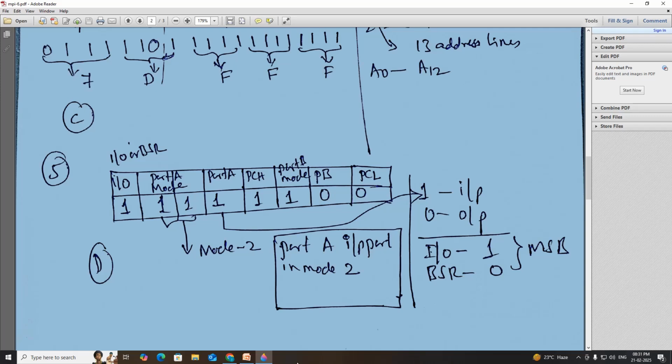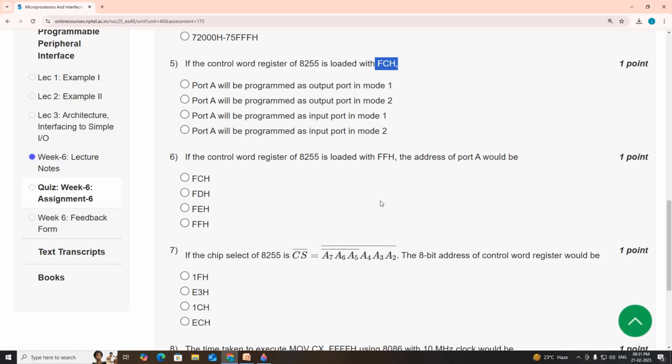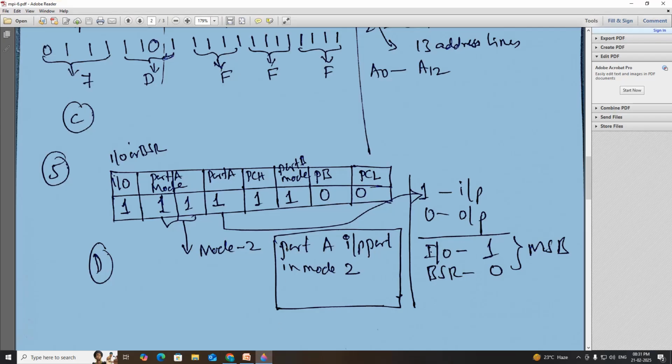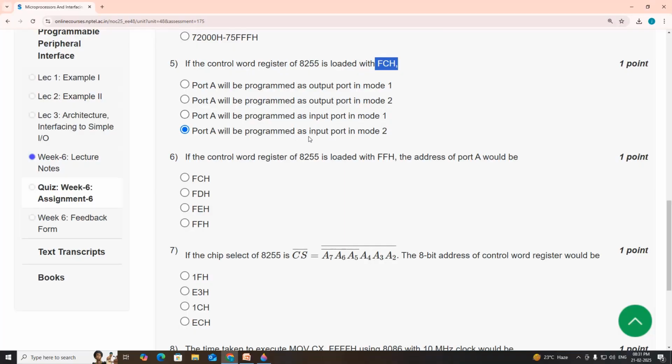So port A will be programmed as an input port in mode 2. So port A is input port, mode 2.